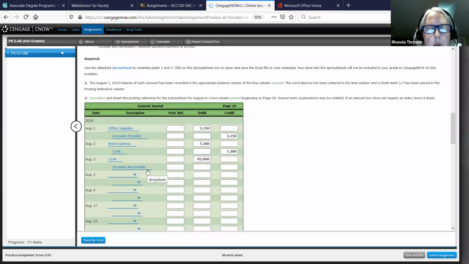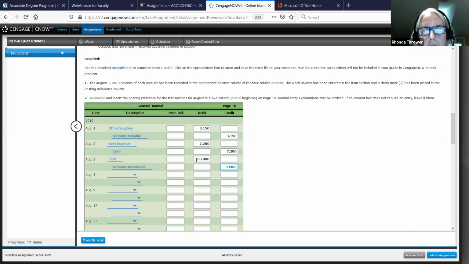Accounts receivable is an asset account. My asset accounts receivable is going down. To make the asset go down, I'm going to have to credit it for $83,900. This is an example of a transaction where only the asset side of the accounting equation was affected.